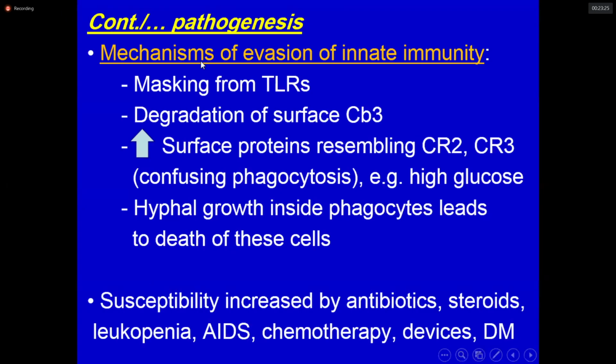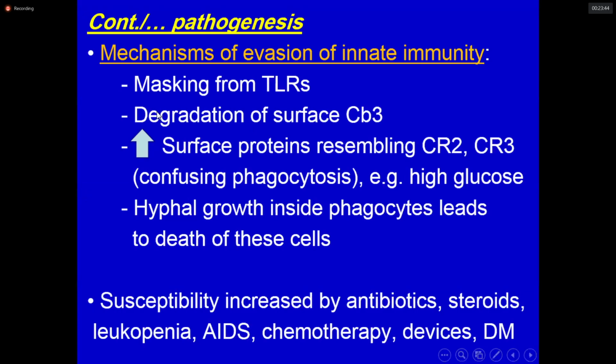So Candida albicans can mask themselves from TLRs. Also, they have the ability to degrade, break down C3b. C3b is part of the complement component, which is used for phagocytosis and some other functions.